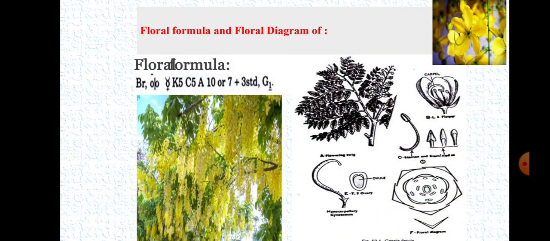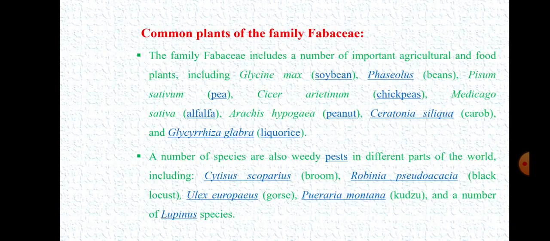It's so beautiful. So the floral formula and floral diagram of this family: the floral formula is the flower is bracteate, irregular, that is zygomorphic, complete, bisexual, number of calyx is 5, number of corolla is 5, androecium is 10 or maybe 7 plus 3, and gynoecium is monocarpellary and superior. And this is the floral diagram which is shown in this particular slide. Now the common plants of this family, that I just told you, the soybean, pea and other plants are there.